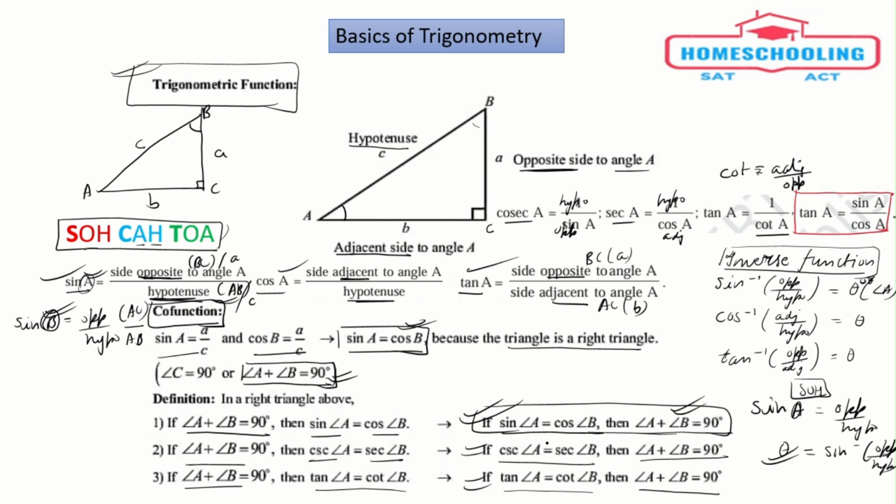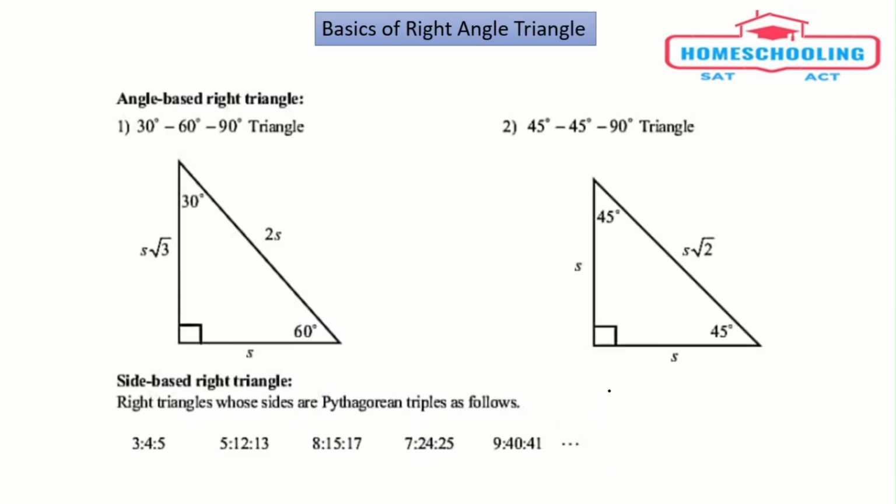Now moving to the next concept, you will find a lot of questions asked in the SAT exam. You will find angles in the right triangle very commonly. That is, in a right triangle, 30, 60, and 90, and a combination of 45, 45, and 90. So there are formulas for it which you can remember.